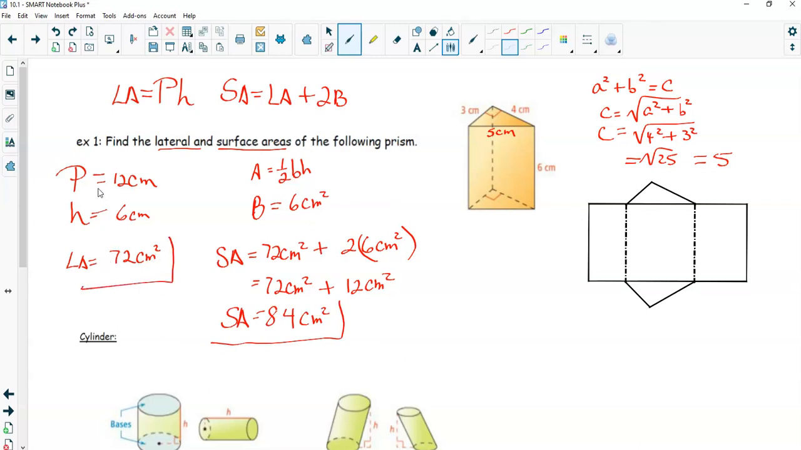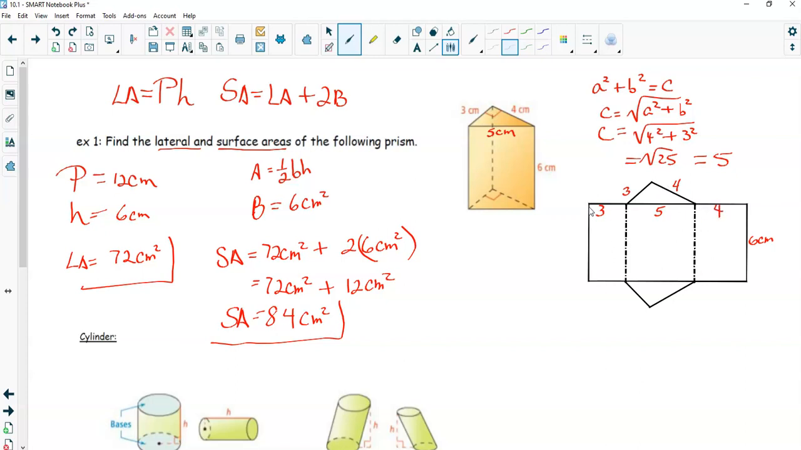Now, why does this formula work? Notice that if I break this into its components, I have that this is 3 centimeters, this is 4 centimeters, this is 5 centimeters. This height right here is 6 centimeters. So since this is 3 and this wraps around it, that means this is also 3 centimeters. If this is 4 and this wraps around it, this is also 4 centimeters.